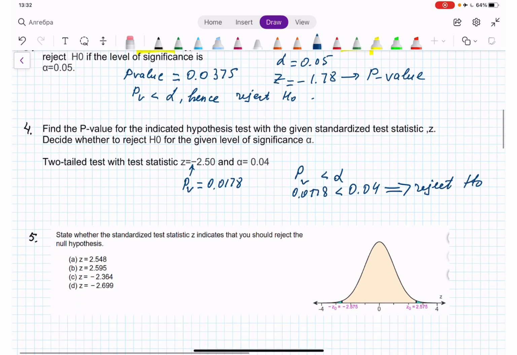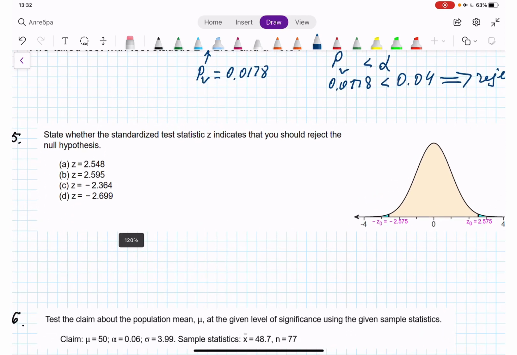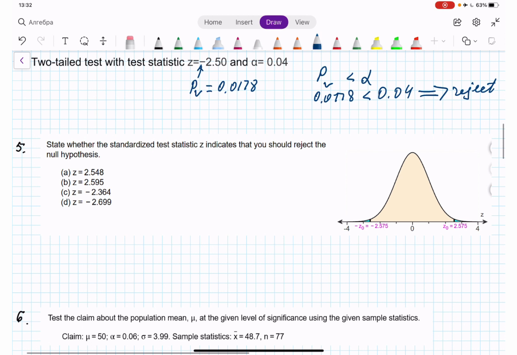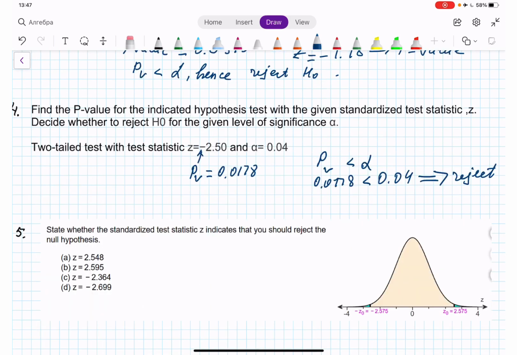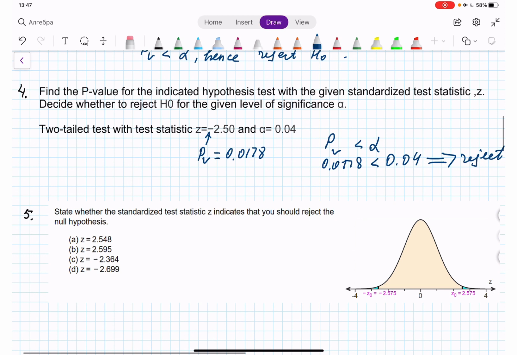Next question. State whether standardized test statistics indicate that you should reject the null hypothesis. How we're going to identify if we're going to reject or fail to reject.